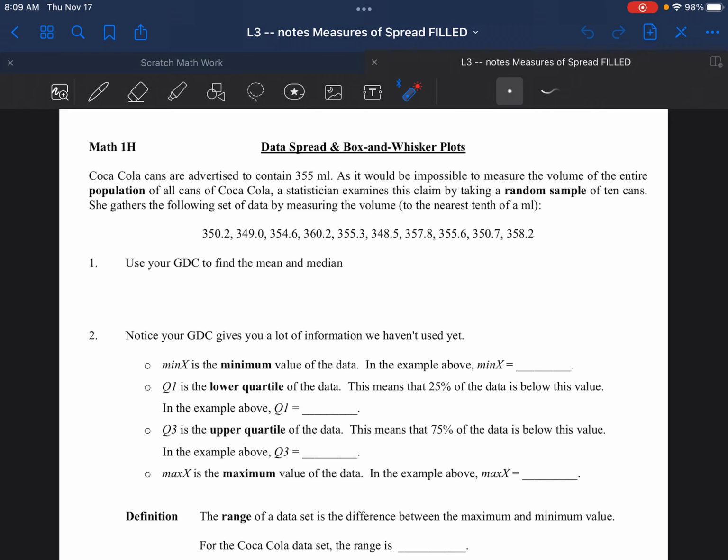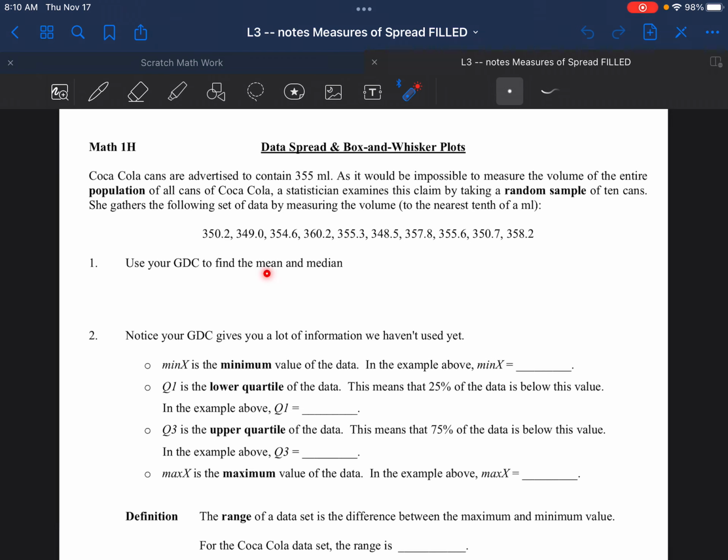All right, so what's the idea here? Well, we're looking at these 10 sample Coca-Cola cans. We're measuring how much volume they contain, and we're going to see if Coca-Cola's claims that every can contains 355 milliliters is correct, right? So the GDC, you should be able to do both of these on the GDC.